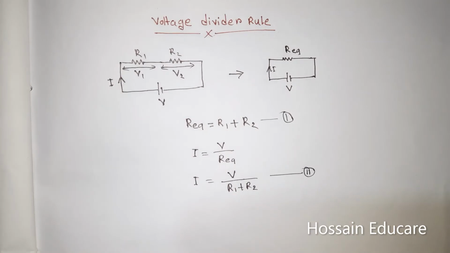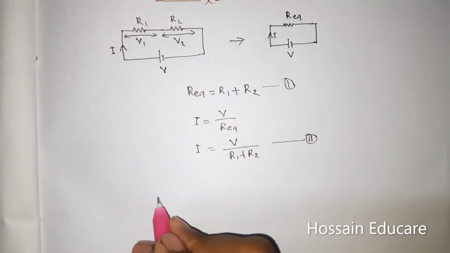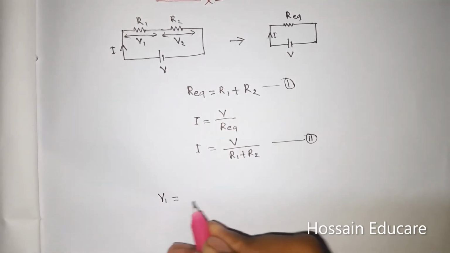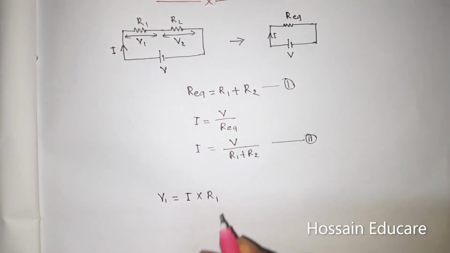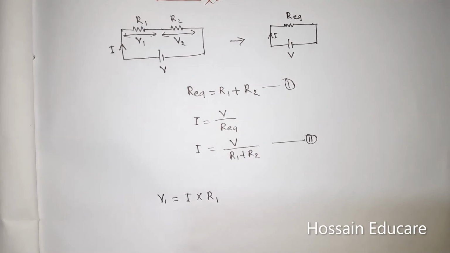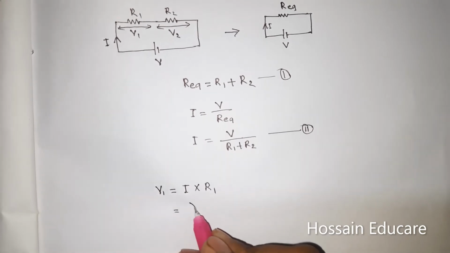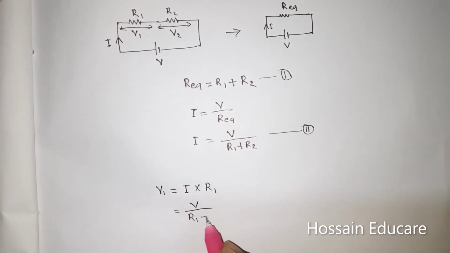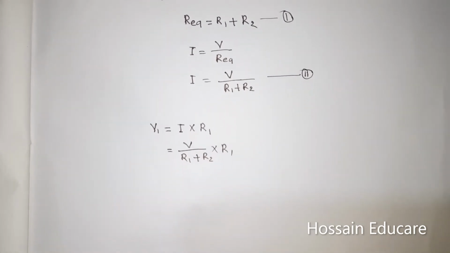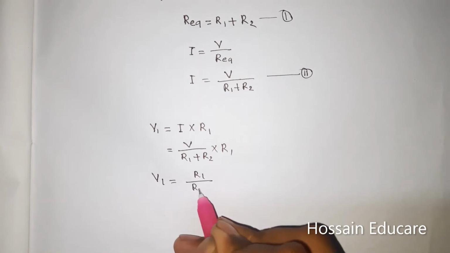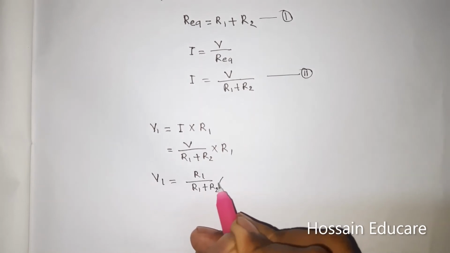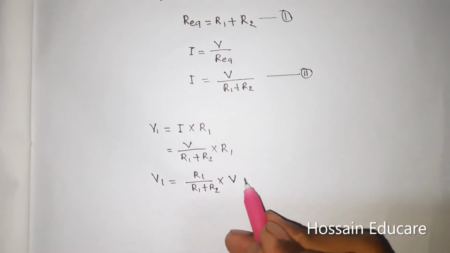Here the voltage V1 is equal to the multiplication of current and resistor R1, according to Ohm's law. Putting the value of I from equation number 2, we get V divided by R1 plus R2, into R1, or V1 is equal to R1 divided by R1 plus R2, into V. This is equation number 3.